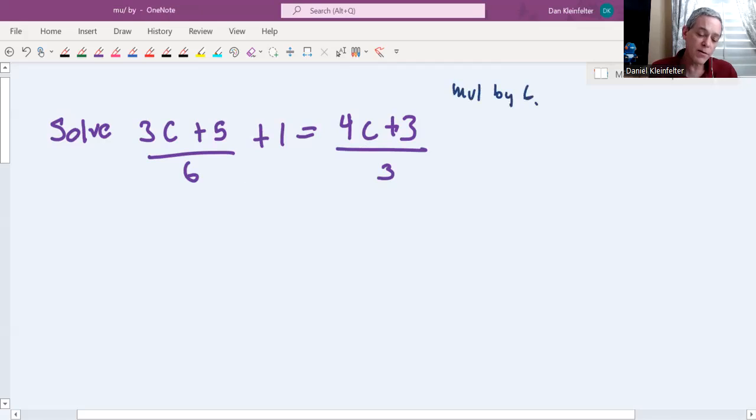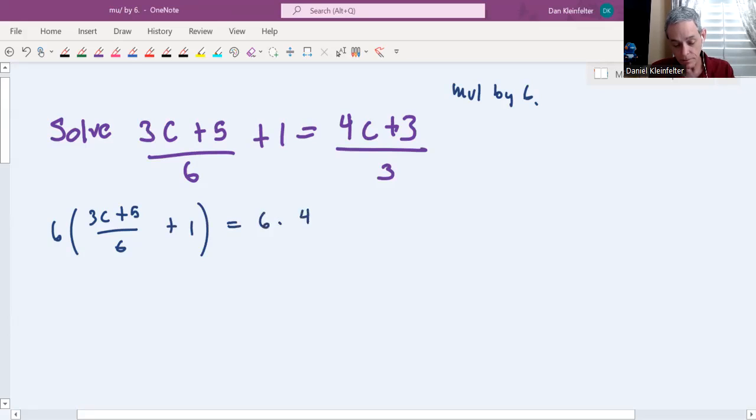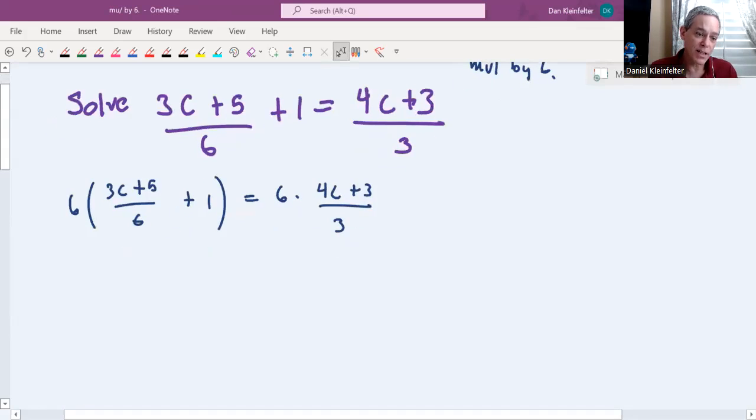Okay, and then an important thing to remember on this is we're multiplying the entire left side by 6. It's very common for people to forget to multiply the 1 there by 6, just because it doesn't have a fraction that you're trying to get rid of, but it is a member of the left side, so we do need to multiply it by 6 also.